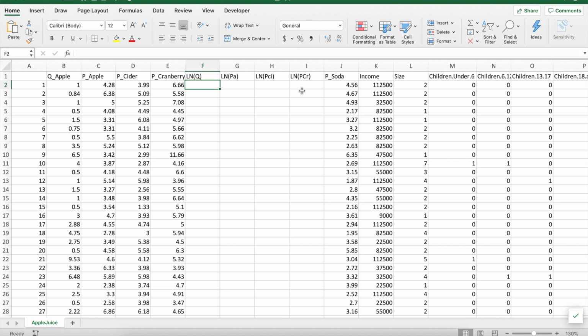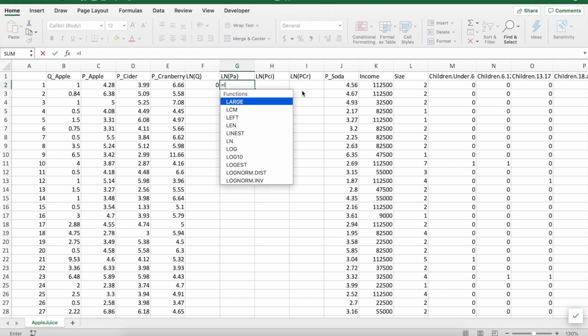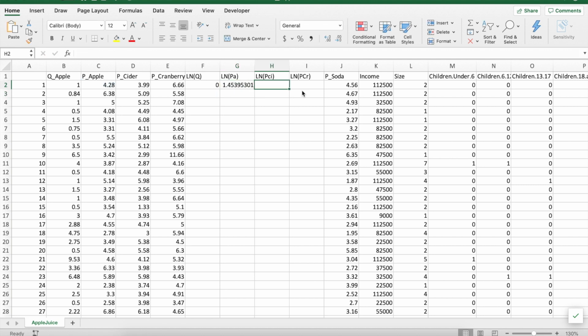So for the natural log of quantity of apple juice, I'm just going to say this is equal to the natural log of Q apple. Okay. For the natural log of the price of apple juice, I'm going to say this is equal to the natural log of the price of apple juice. Natural log of the price of cider is going to be equal to natural log of the price of cider. And the natural log of the price of cranberry juice is going to be equal to the natural log of cranberry juice. Pretty straightforward, right?